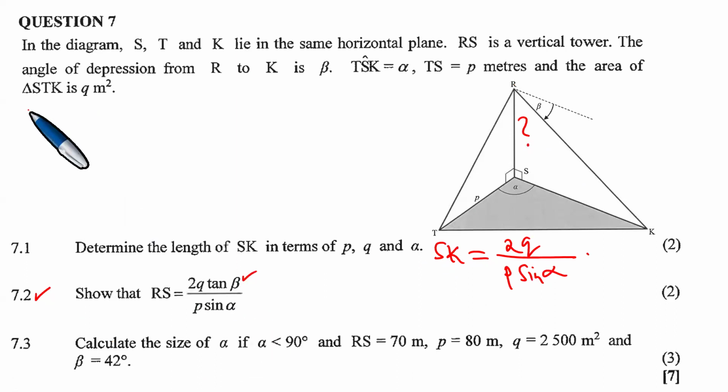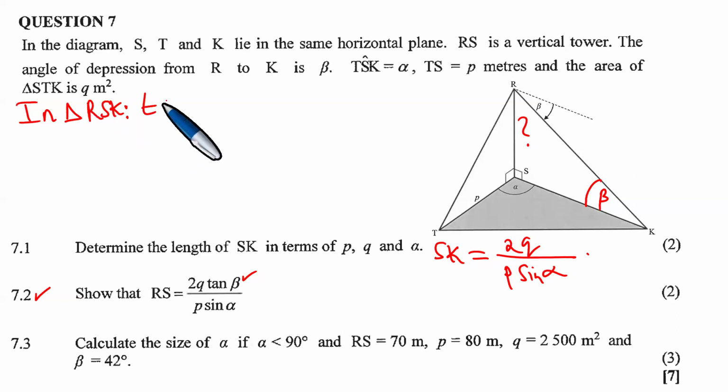we're going to tell the examiner, Mr. Examiner, we're going to work in triangle RSK, right, where we need the RS, but it's going to involve beta. Beta now is here, and beta is the angle of depression from R to K. Right, so here is the angle, which is beta here.